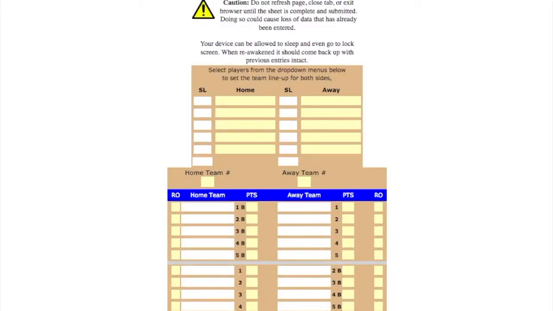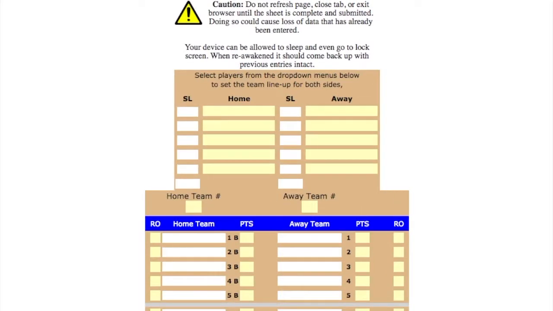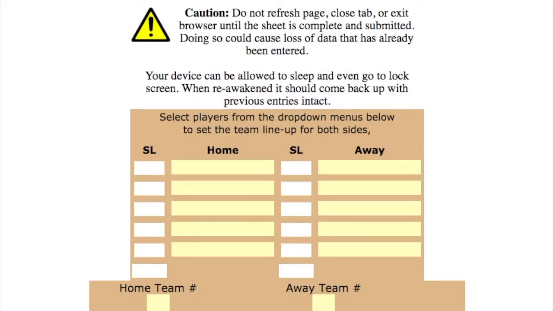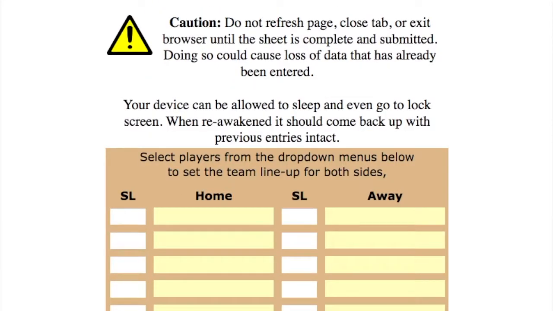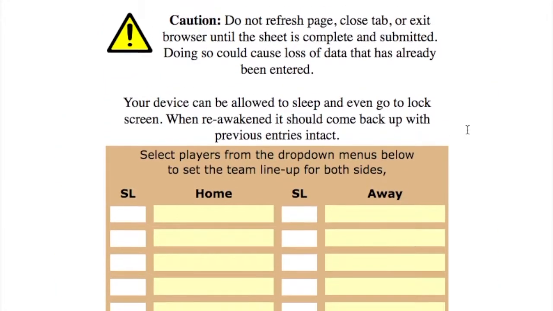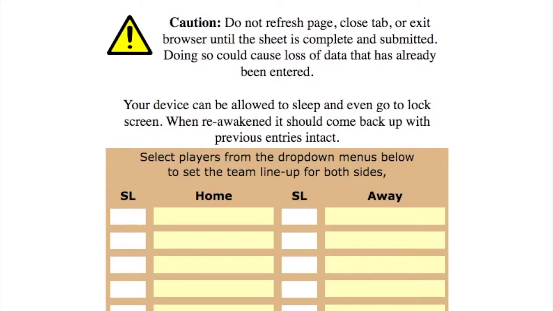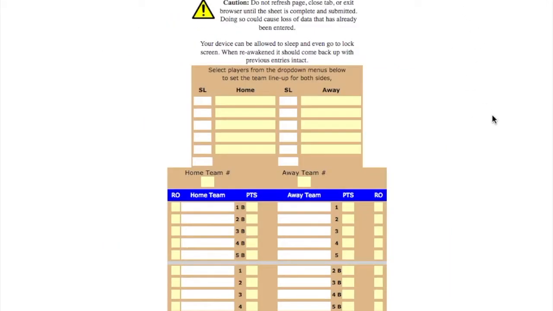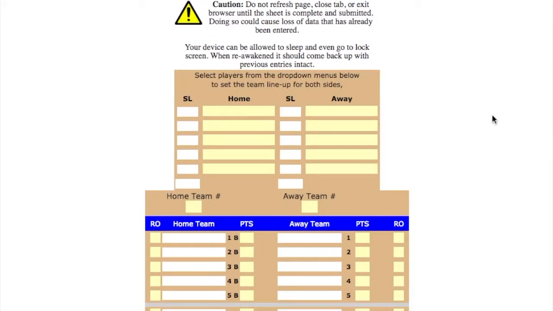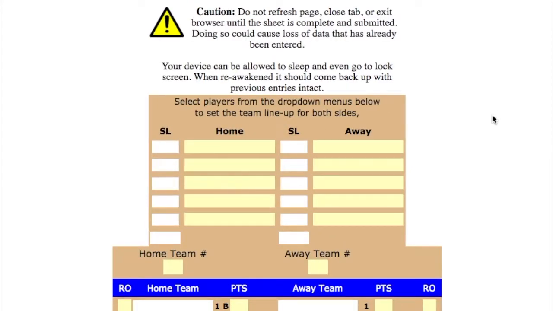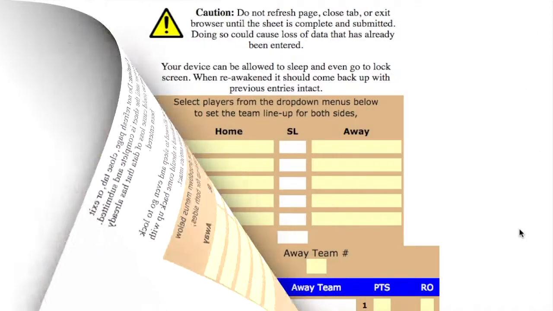Okay, we're at the score sheet. You can zoom in or out to make it fit whatever works for you on your phone or whatever you're using. Let's see, we'll go with that. That ought to work pretty good with what we're doing now. So, okay, we'll just go with that.